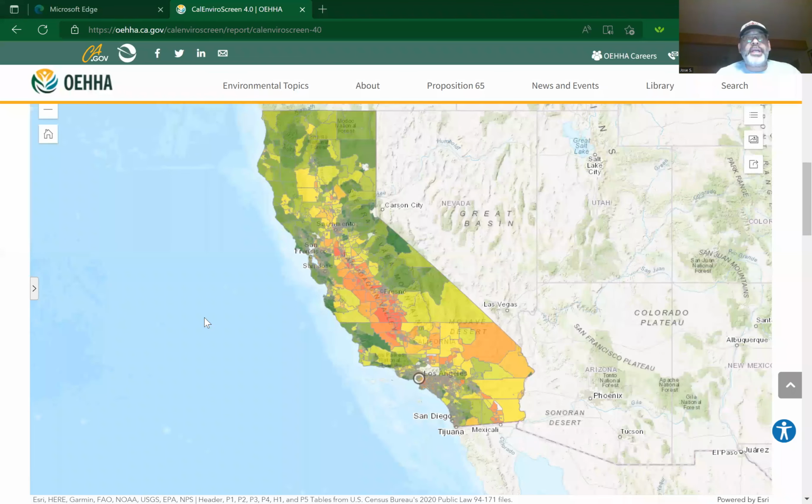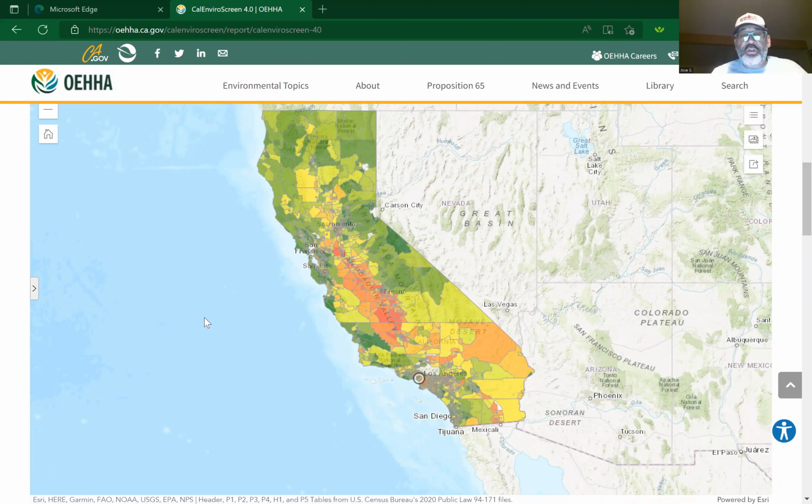And what you would do is go to your search engine and enter CalEnviroScreen. CalEnviroScreen. And then that will take you to the webpage of a state agency, which is the Office of Environmental Health and Hazard Assessment. And they created this modeling tool.